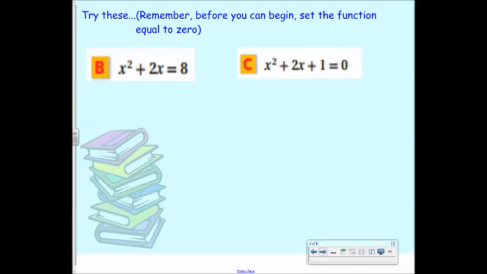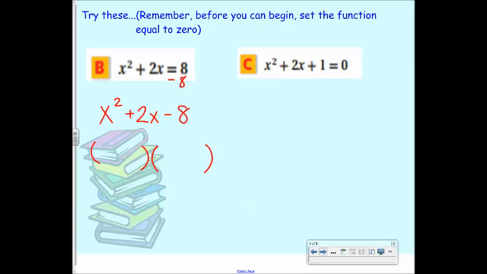Okay, so let's try this one together. What's wrong with b? It's not in standard form, so what do I need to do with it? Simplify it, get it into standard form. So what do I have to move? The 8, how do I move an 8? Subtract it. So then standard form would look like what? Okay, and now you have to factor it. These are called what?